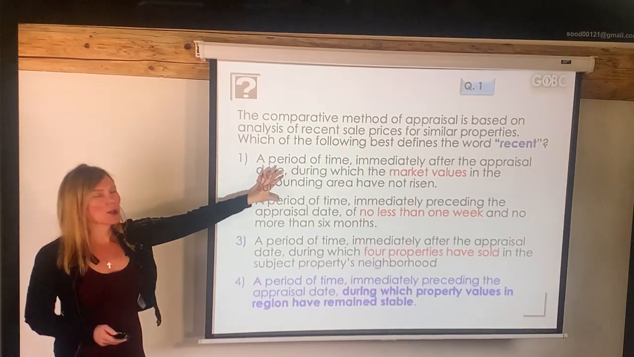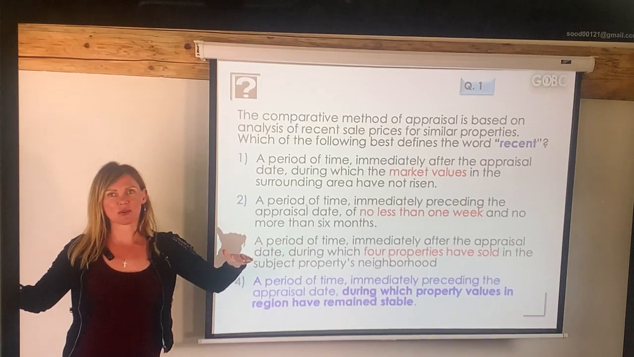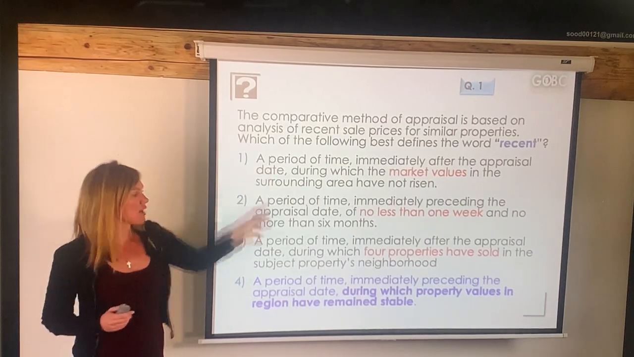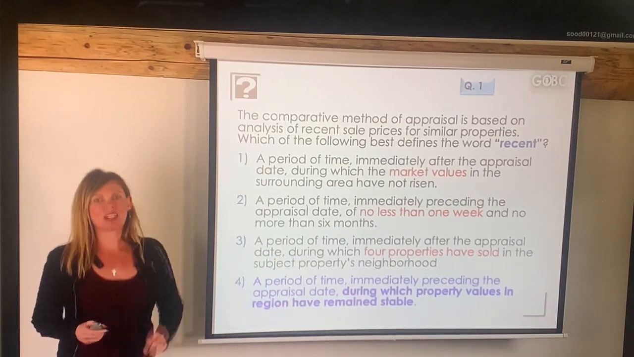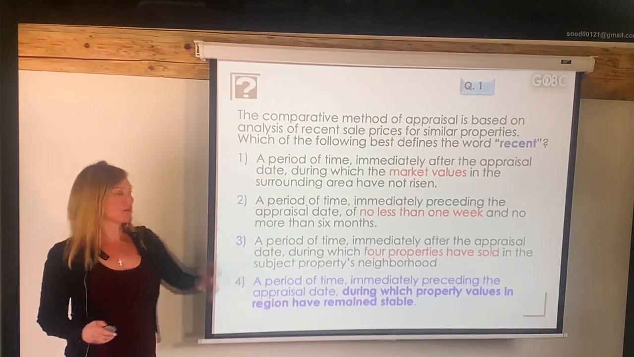It's not about the market value and it's not about the market rates. An example would be, how about the interest rate went up or the interest rate has remained stable? You see, it's not about the interest rate. It's not about the market value. It's about the property values itself, right? When the market has remained stable and they haven't changed, that's what they're looking for. But that is a tricky one, okay?